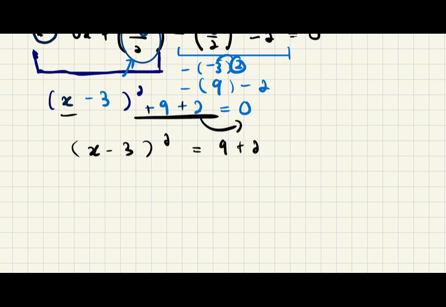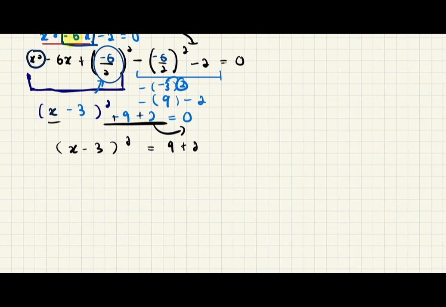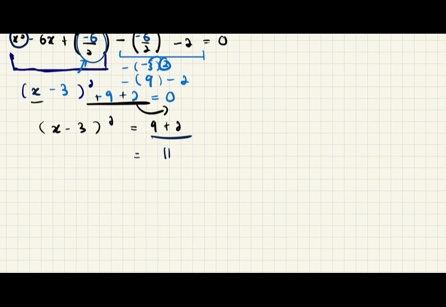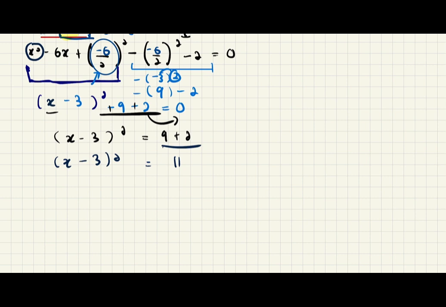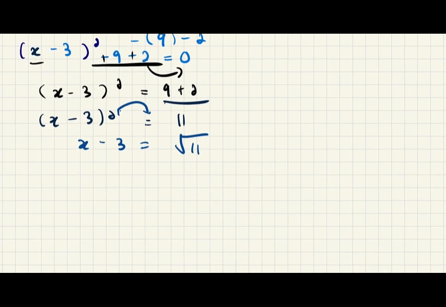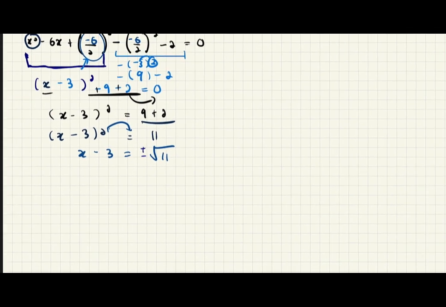9 plus 2. So now you solve this, you just calculate this, you get 11 equals x minus 3 squared. Now what you're going to do is move this square to the other side. And when you move a square to the other side, it will become a square root. But this square root in ADDMATHS, you need to know this square root can be plus or minus. Let me tell you why.